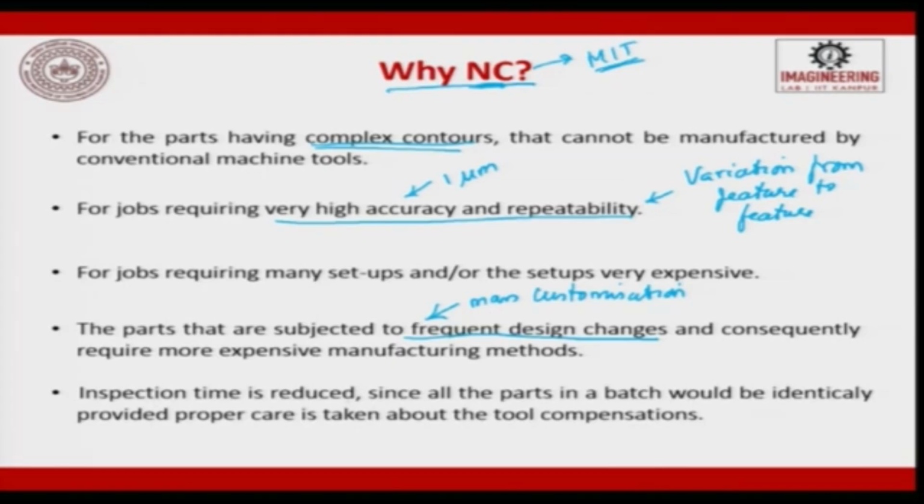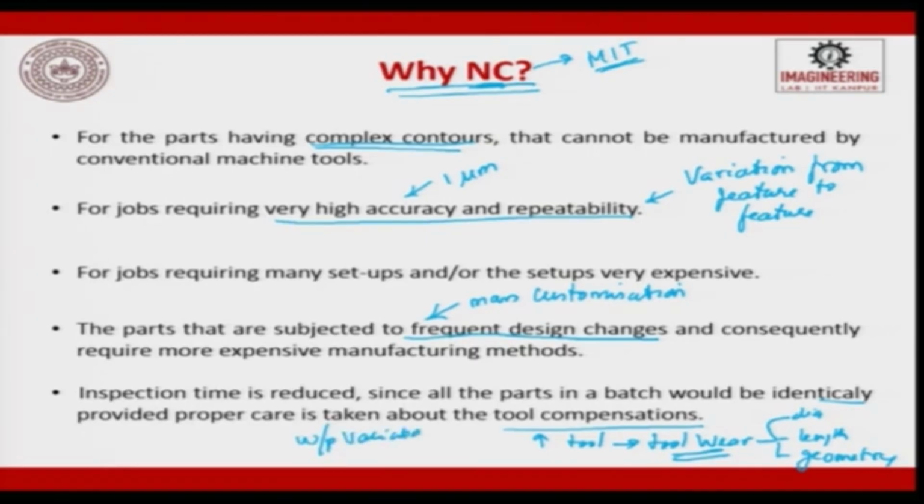Inspection time is reduced since all the parts in the batch would be identically produced. Proper care is taken about the tool compensation. Here what I am trying to say is, the moment a tool gets into action, there is tool wear. The wear can be in terms of diameter, length, or geometry. So, how are we going to compensate for this and still execute the same part with the best accuracy to get the output? There we also use the NC machine, wherever there is a tool variation or a workpiece variation.